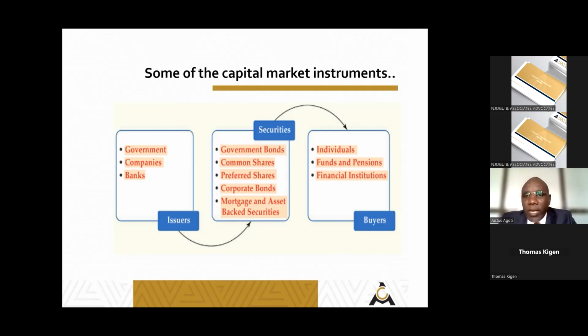Corporate bonds are very similar to treasury or government bonds, only that government bonds are issued by government, while corporate bonds are issued by corporates. Then, of course, we have mortgage and asset-backed securities. These are essentially bonds, but they usually focus a lot more on the housing market.